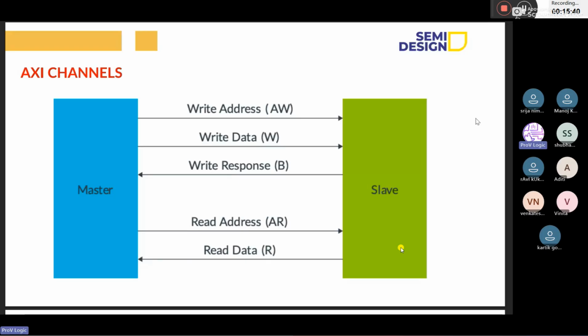Okay, AHB completed, right? Just no out of order transaction, lack of QoS, quality of service. That means it cannot prioritize the critical data transfers, and also it doesn't have separate read and write channels, and it has a shared bus, right? And so, what are the limitations of APB?